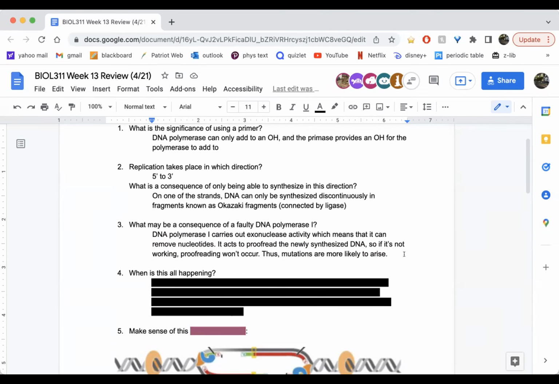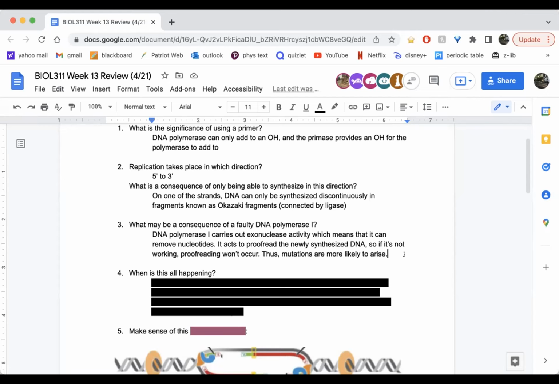But if it's faulty or if it's not working properly, then it can't proofread. And so it can't go back and go over the DNA and go, oh, okay, that nucleotide is wrong, so it shouldn't be there. And since it's unable to proofread, if you have mutations that arise, they don't get fixed and they just are there. And so when you go and you try and replicate that DNA again, because it's been mutated, because you couldn't proofread it, that mutation just keeps getting replicated over and over. And it's just not a good time, you know?